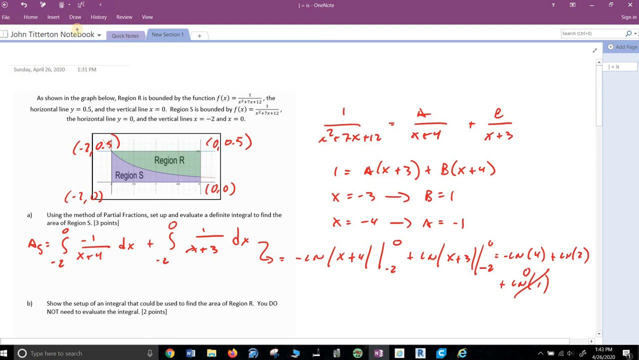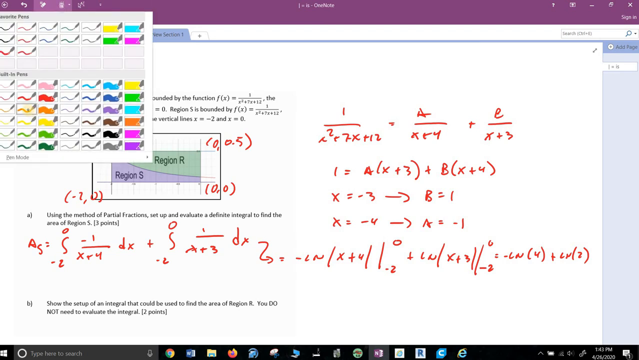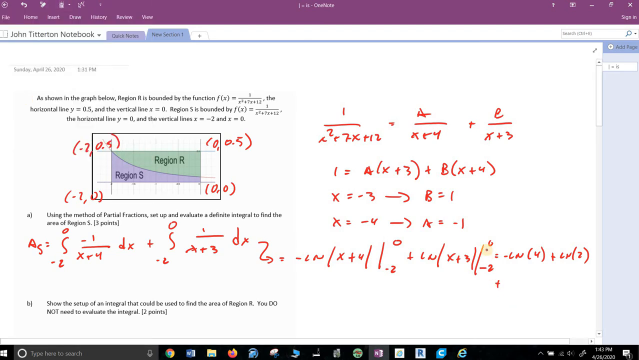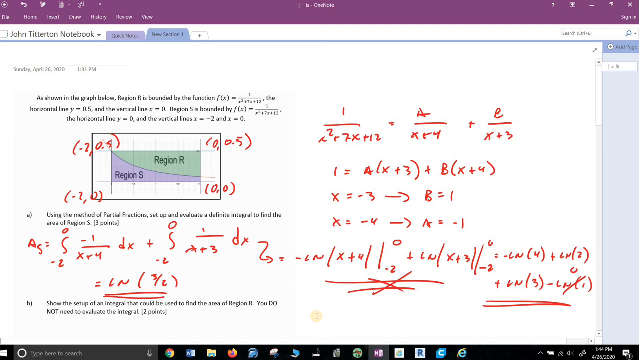Nope, that's wrong. Plus, put in the 0, ln of 3 minus ln of 1, which is 0. All right, so negative means divide, plus means multiply. 3 times 2 is 6, divided by 4 is 3/2, so we get equals ln of 3/2. Could we leave it like this? Absolutely. Could we leave it like this? No. Hope that helps.